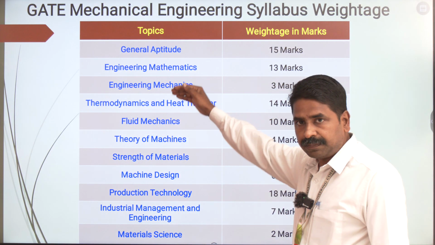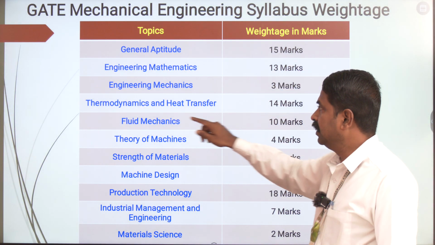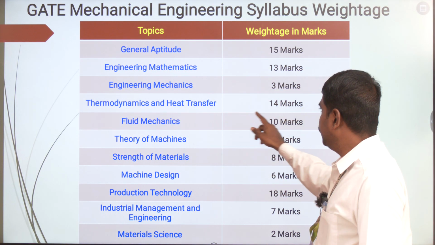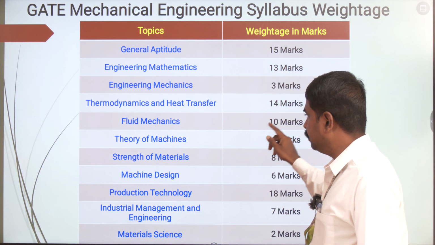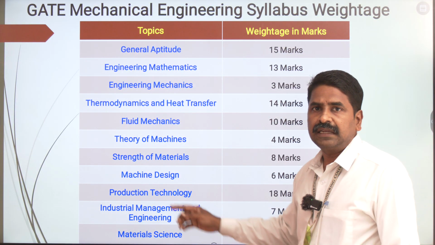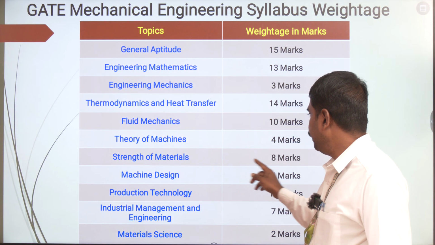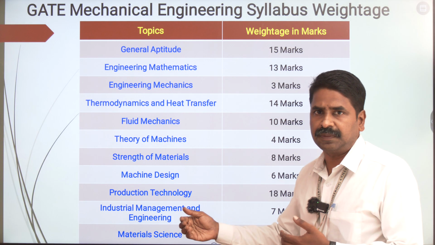So what are all the subdivisions? If you are going to see engineering mechanics with the weightage of 3 marks, thermodynamics and heat transfer with the weightage of 14 marks, followed by fluid mechanics with the weightage of 10 marks, theory of machines with a weightage of 4 marks, followed by strength of materials, which is going to have a weightage of 8 marks. Then comes your machine design with a weightage of 6 marks.